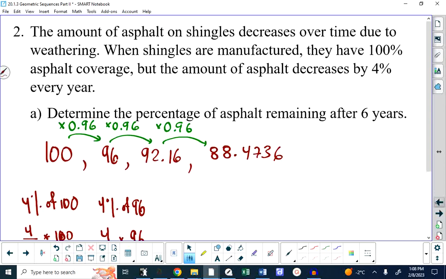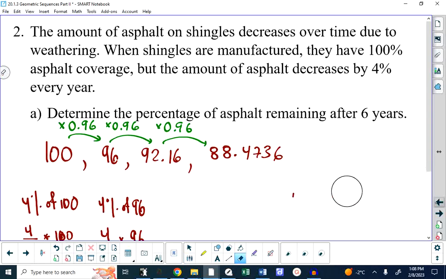Over here, we're getting to the question. We're going to get back to the question in a second, but this is fairly important. We're losing 4%. That gives us 96%. Percent means divided by 100. So 96 divided by 100 is what we get to keep, which is 0.96. So this is a geometric sequence, yes?